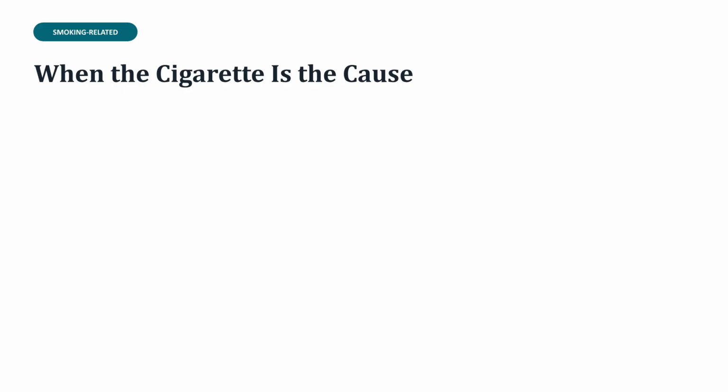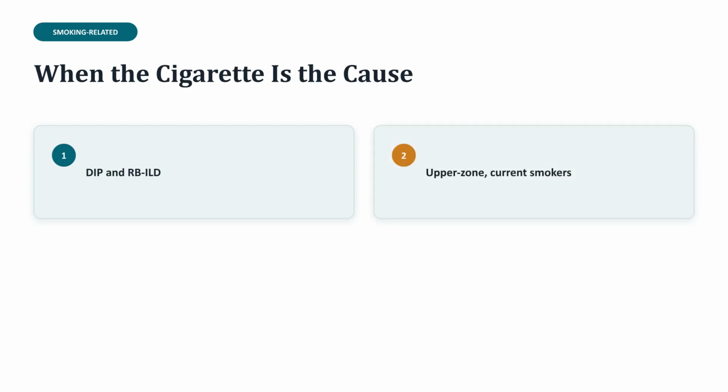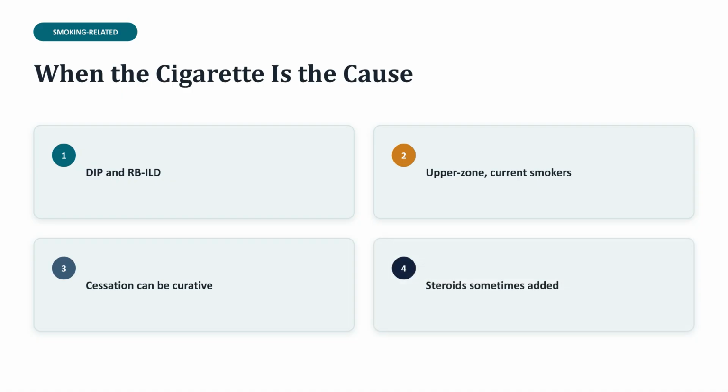Some interstitial disease is simply the cigarette. Two smoking-related patterns: desquamative interstitial pneumonia and respiratory bronchiolitis interstitial lung disease. Both cluster in current smokers. Both fill the alveoli with pigmented macrophages. Here is the hopeful part. For these two, stopping smoking can be curative on its own. Steroids are sometimes added, but the cornerstone is a prescription no pharmacy fills.